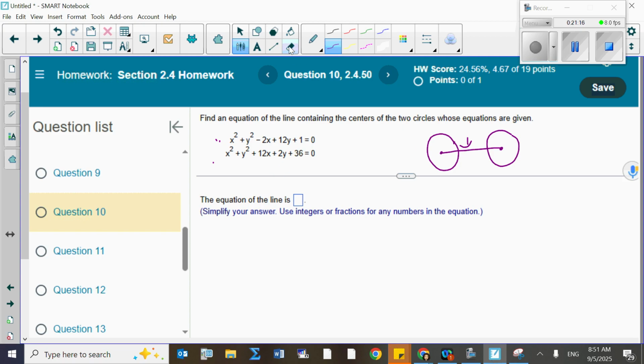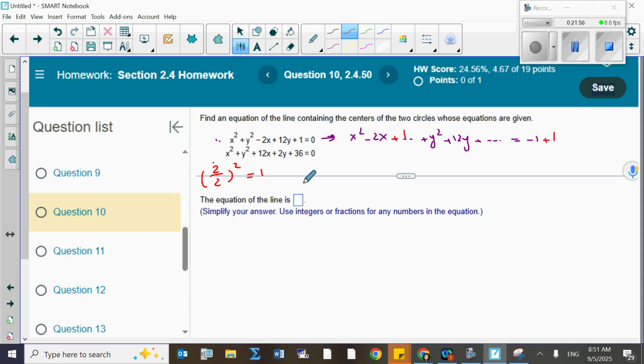Okay, so I'm going to start by first of all writing these two equations in standard form. So I need to make perfect squares out of them. The first one, x squared minus 2x, and I'm going to leave a space here, plus y squared plus 12y, a space here, and this 1, I'm going to move it to the other side. What is the number that should be added here? That's the b value divided by 2 raised to the power of 2, and that's 1. So I added 1 here.